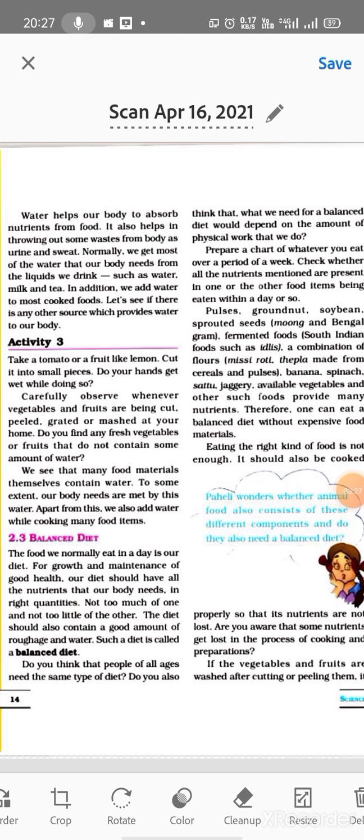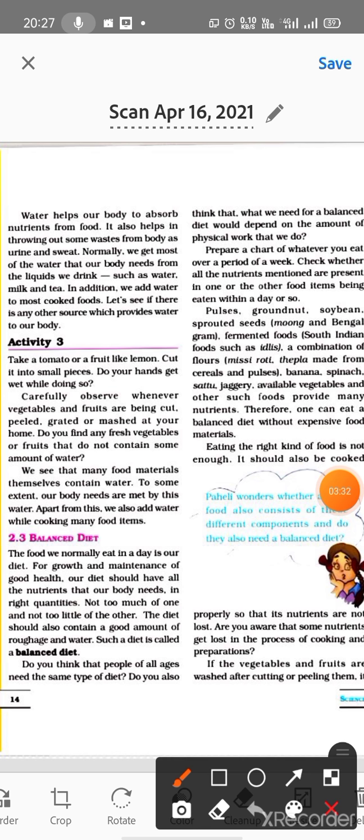Okay. So now next is 2.3 balanced diet. Now we'll study about balanced diet.